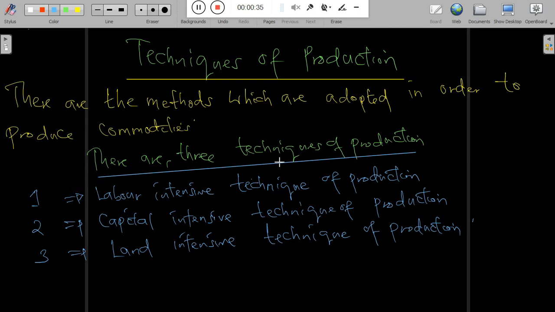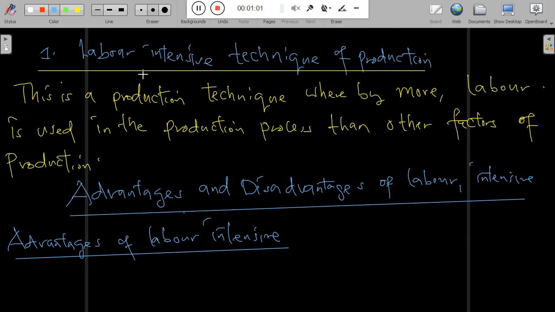I'm going to take you through the concept of techniques of production. Techniques of production are the methods adopted in order to produce commodities. There are several techniques of production involved in production, including the labor-intensive technique, the capital-intensive technique, and the land-intensive technique.